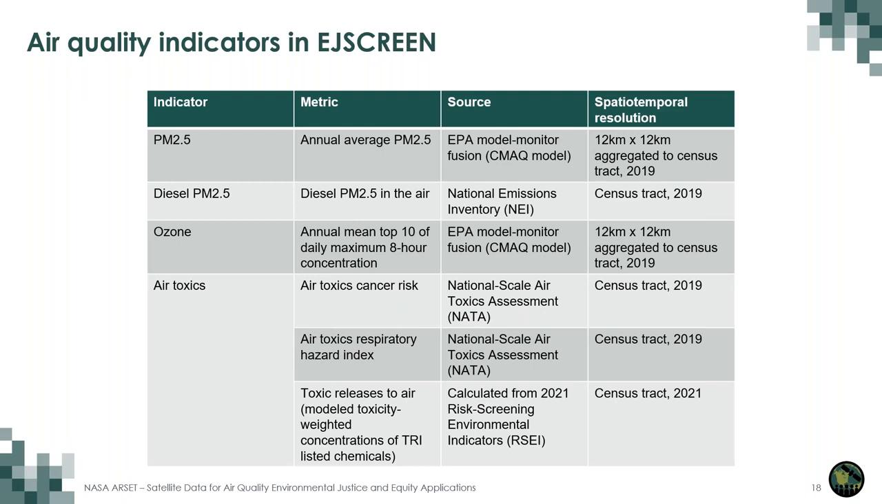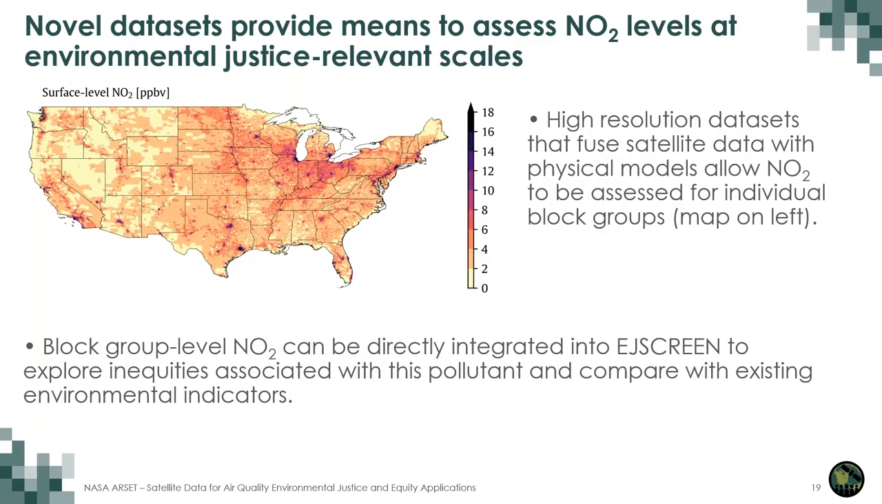That's really much larger than what we can do with satellite data, where we can get down to 1 kilometer spatial resolution and sometimes even higher. So right now, EJScreen does not include nitrogen dioxide and does not include satellite data. So this really provides an opportunity to see what kind of information we can get from incorporating satellite data and satellite estimates of nitrogen dioxide specifically.